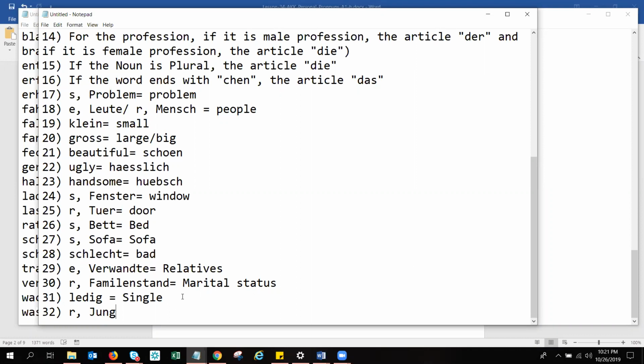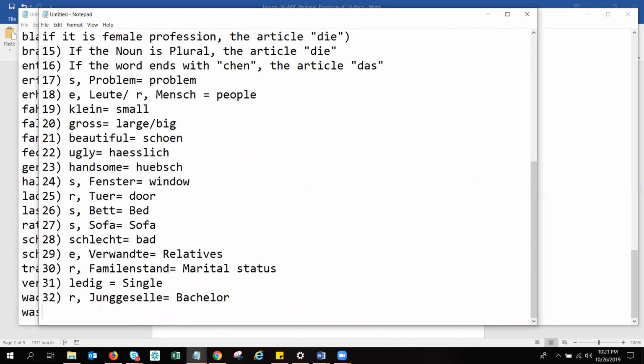Der Junggeselle is bachelor. Although in Germany, in Europe, we rarely use this word bachelor. We usually use this word ladish. So that means the same. One more noun is there: der Spiegel. Spiegel is mirror.